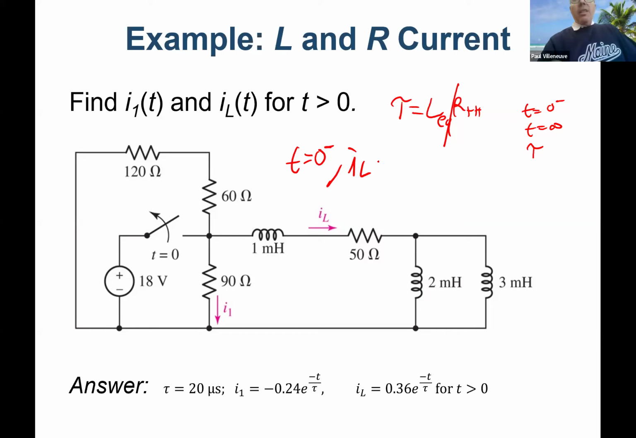So I know T equals 0 plus, but that also equals 0 minus, okay? Then once I know what that current is, I can build my 0 plus, because again, I can't change my circuit. So at T equals 0 plus, then I can solve for I1, not IL, but I1.